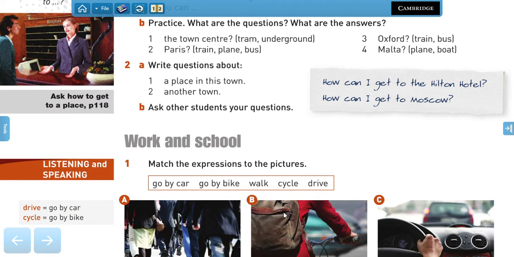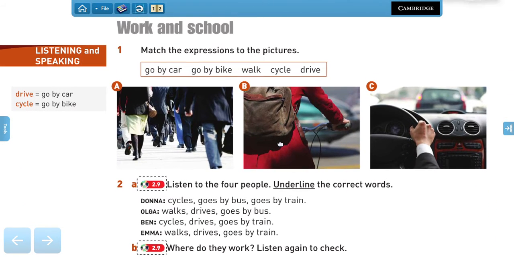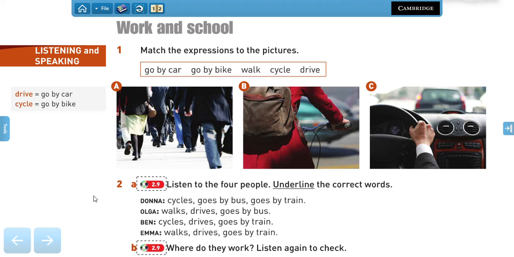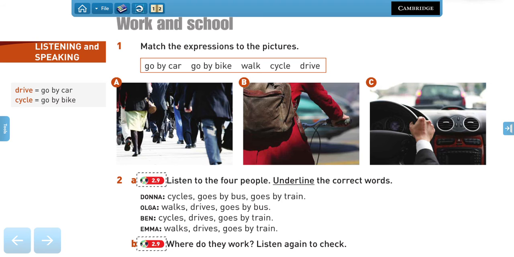Now let's continue. Here we have images about means of transport that people use to go to work and school as well, right? So when you go to work or when you go to university, there are some specific means of transport that we use, right? We don't usually go by boat, right? That's something very uncommon, or go by plane, right? So here we have some common ways of transport that we use to go to these places. So, what do we have in image A?